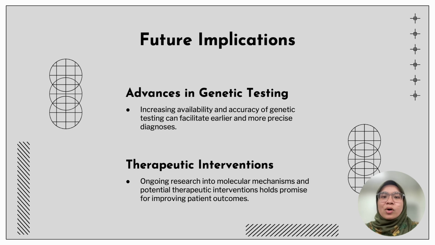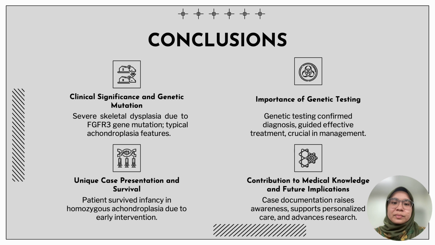Additionally, the role of comprehensive care teams in managing complex genetic disorders cannot be overstated. The involvement of the multidisciplinary team ensures that all aspects of the patient's health are addressed, from immediate medical needs to long-term management strategies. This holistic approach is essential for improving the quality of life and outcomes for patients with rare genetic conditions like homozygous achondroplasia.